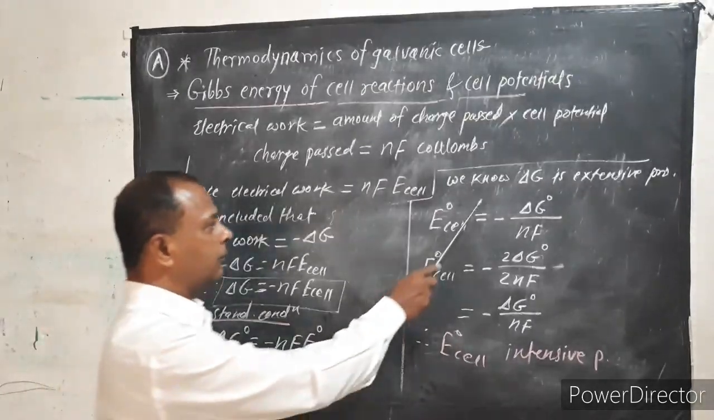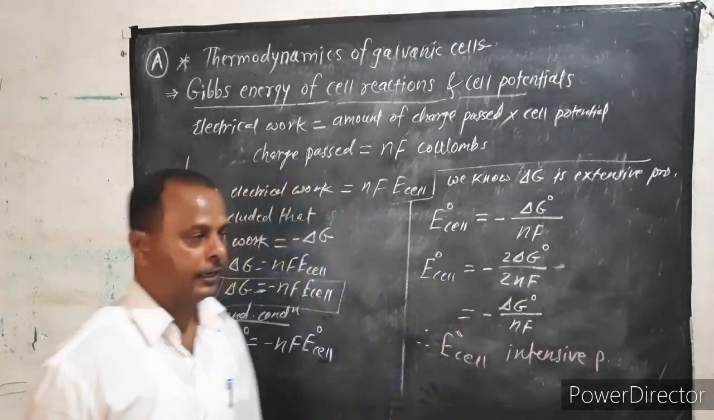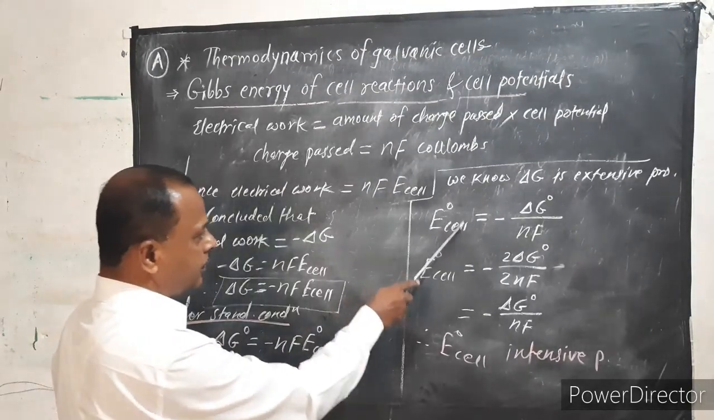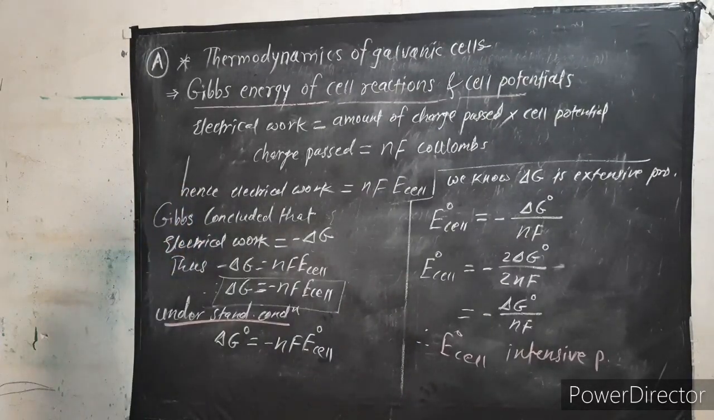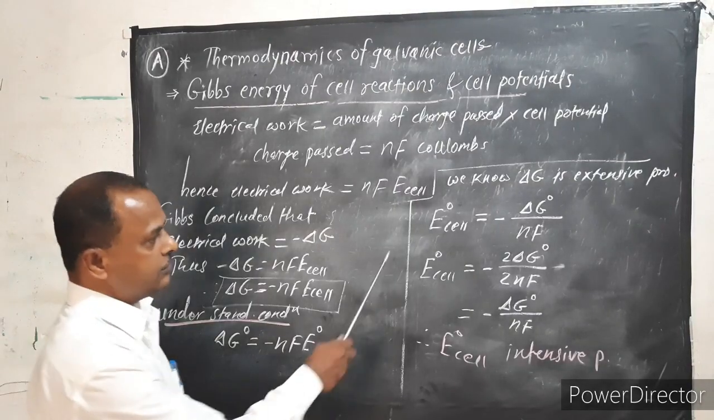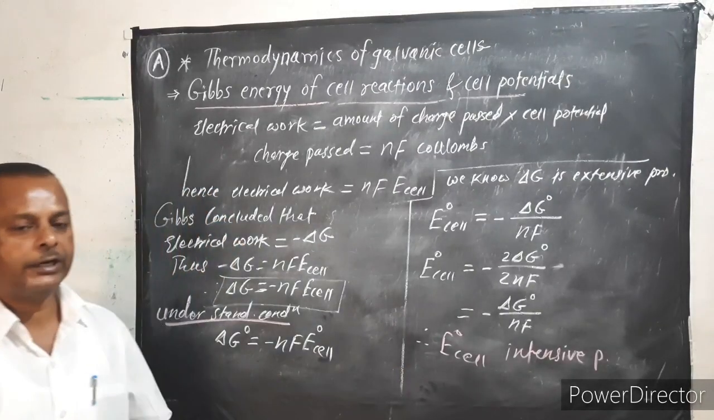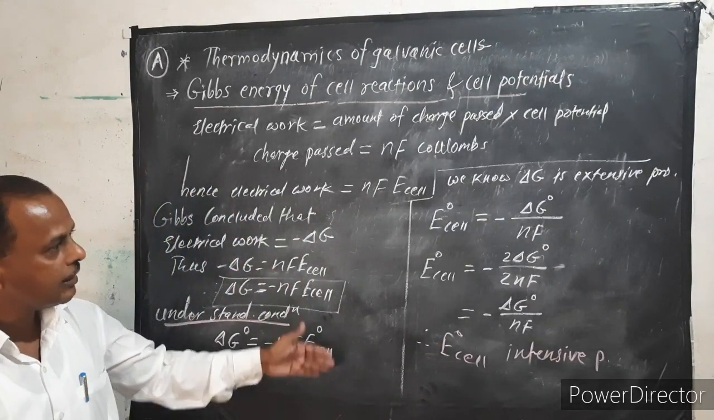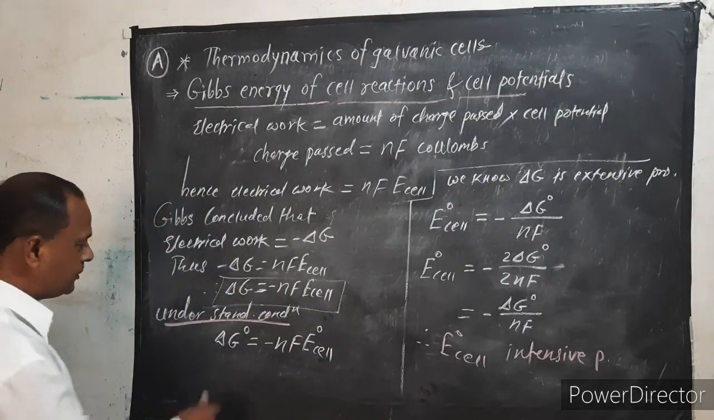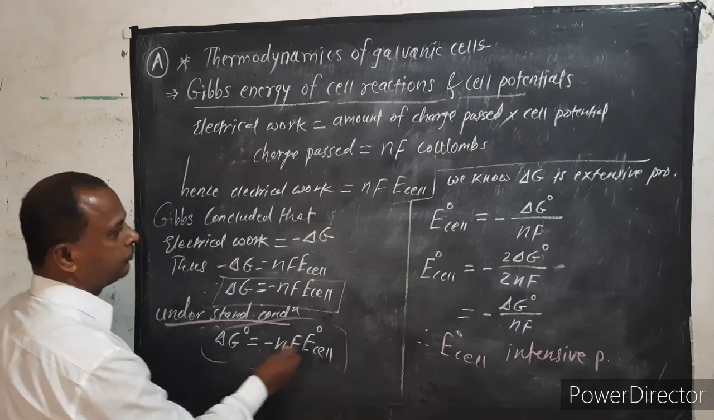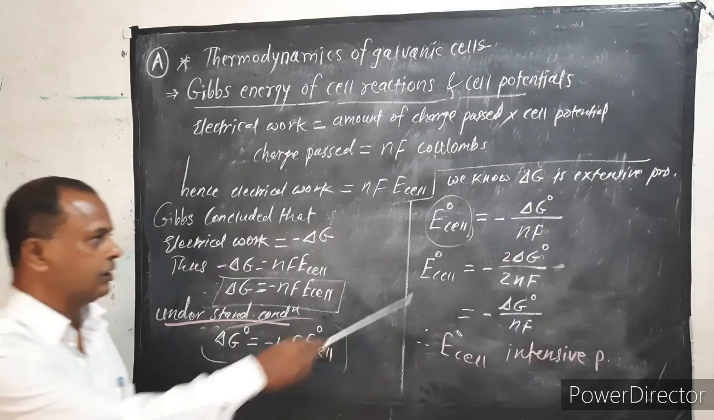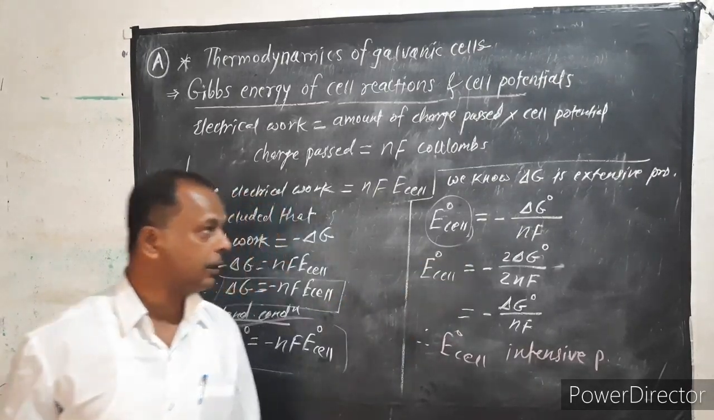Okay, so we know that. Now next, we know that delta G is an extensive property, but E naught cell, the cell potential under standard condition, is not extensive, it is an intensive property. Now how to explain this? For that purpose, we convert this equation into E naught cell equal to minus delta G naught divided by n F.